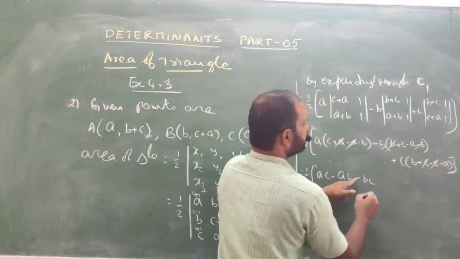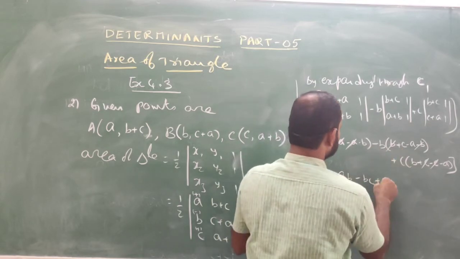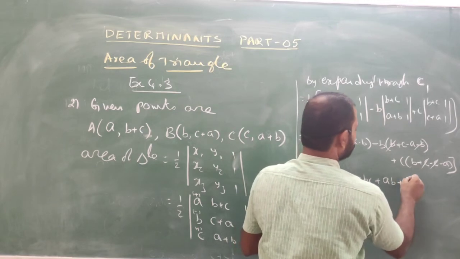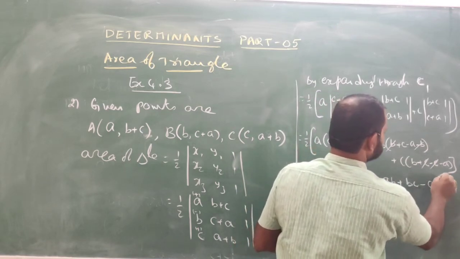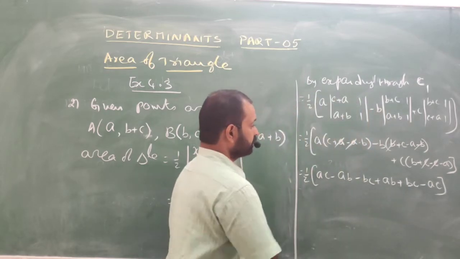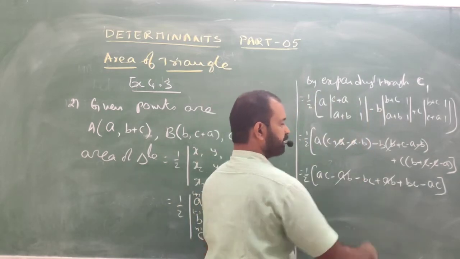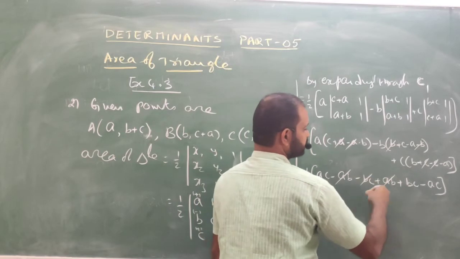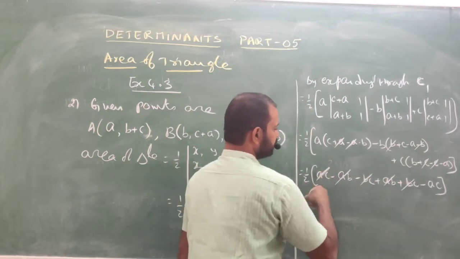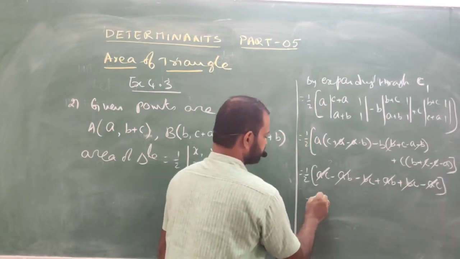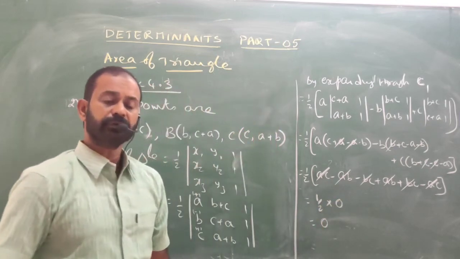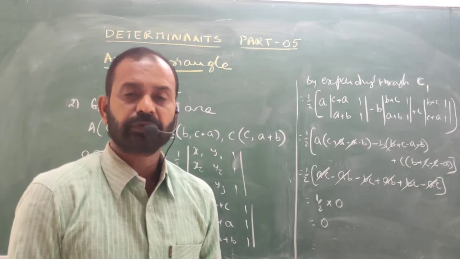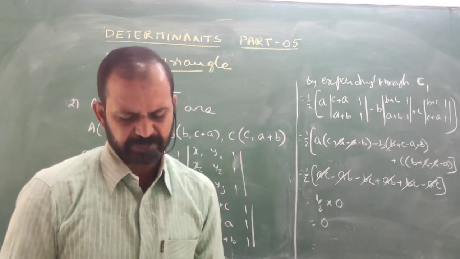Which is equal to half of ac minus ab minus bc plus ab plus bc minus ac. Minus ab plus ab gets cancelled. Minus bc plus bc gets cancelled. Plus ac minus ac gets cancelled. This is half into 0, equal to 0. So I hope this is clear to everybody.